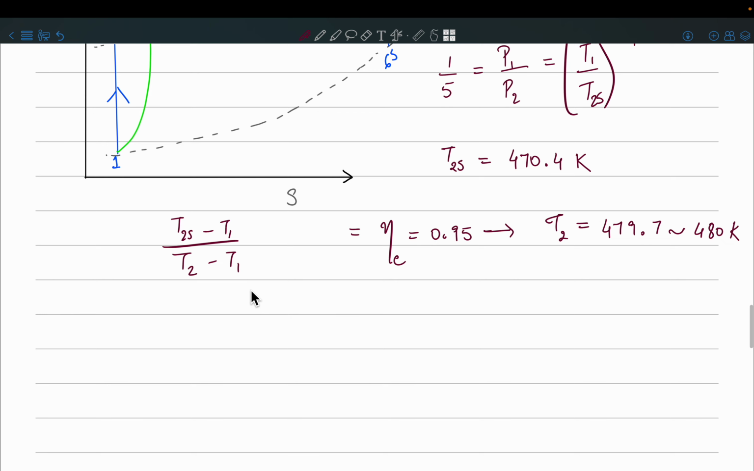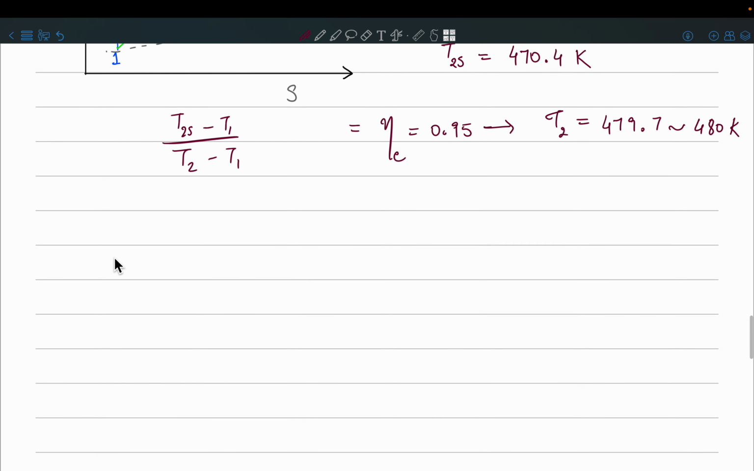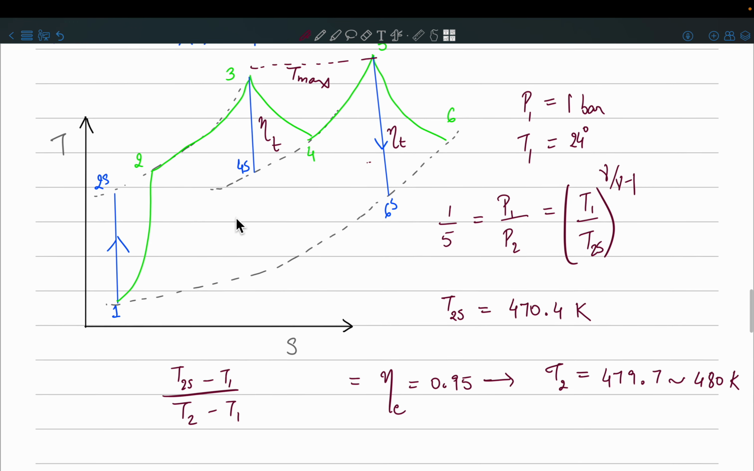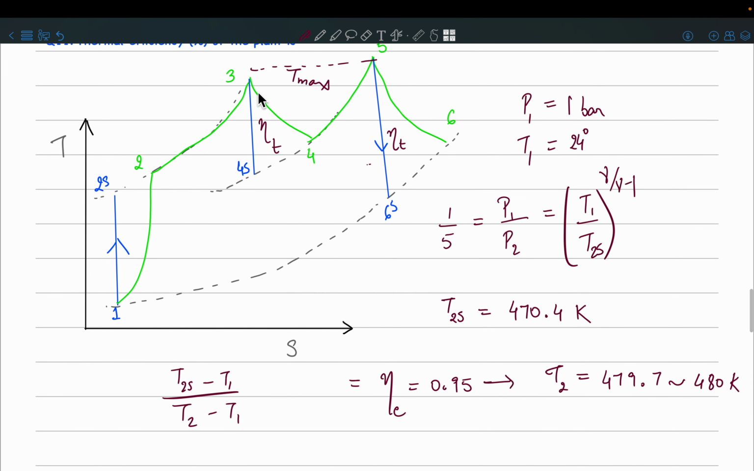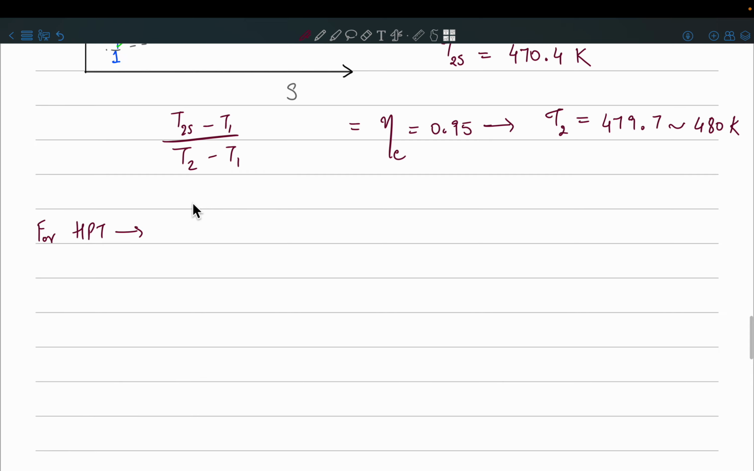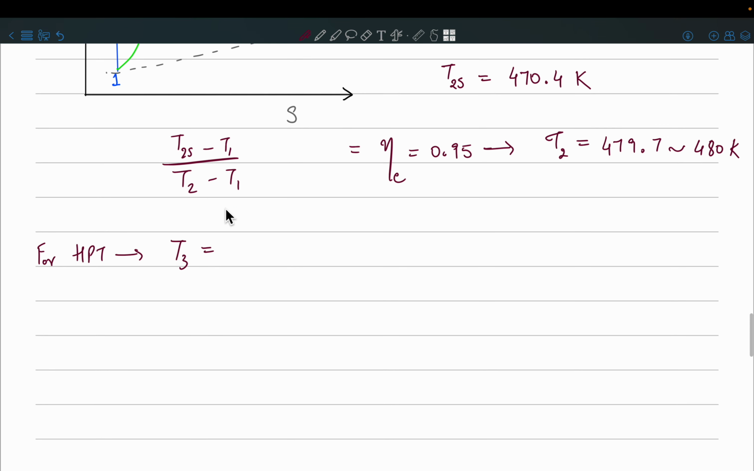Okay, then next step, we'll solve for the turbine. So for the first stage of the turbine, which is the high pressure turbine, you can see this is between stage 3 and 4, right? So here the pressure ratio is known to us, and also we know the efficiency, and we know the maximum temperature is given to us, that is T3. So T3 was given as, I think, 1050 Kelvin, right? Yeah, T3 is 1050 Kelvin. So what do we do? How can we find the temperature T4?